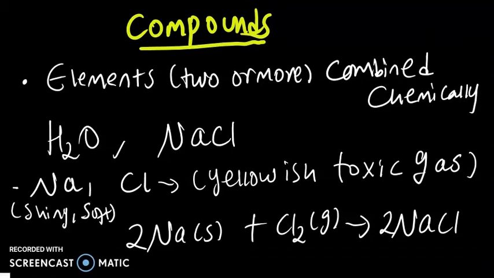So when these two react, first of all, they lose their characteristics as elements. The final product we get is sodium chloride, and sodium chloride is very safe to use, and it's a white solid, so it's nothing like sodium and chlorine. It's a completely new substance on its own.